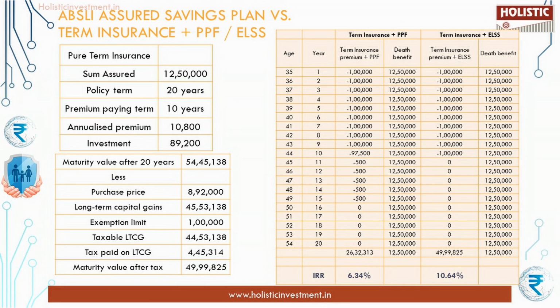Next is equity investment ELSS. They are subject to capital gains tax only at the time of redemption. So post-tax value is taken for IRR calculation. ELSS tax calculation is given here for your reference. The term insurance plus PPF combo earns an IRR of 6.34% and term insurance plus ELSS combo earns an IRR of 10.64%. The corpus accumulated in these investments will aid you in fulfilling your dreams.